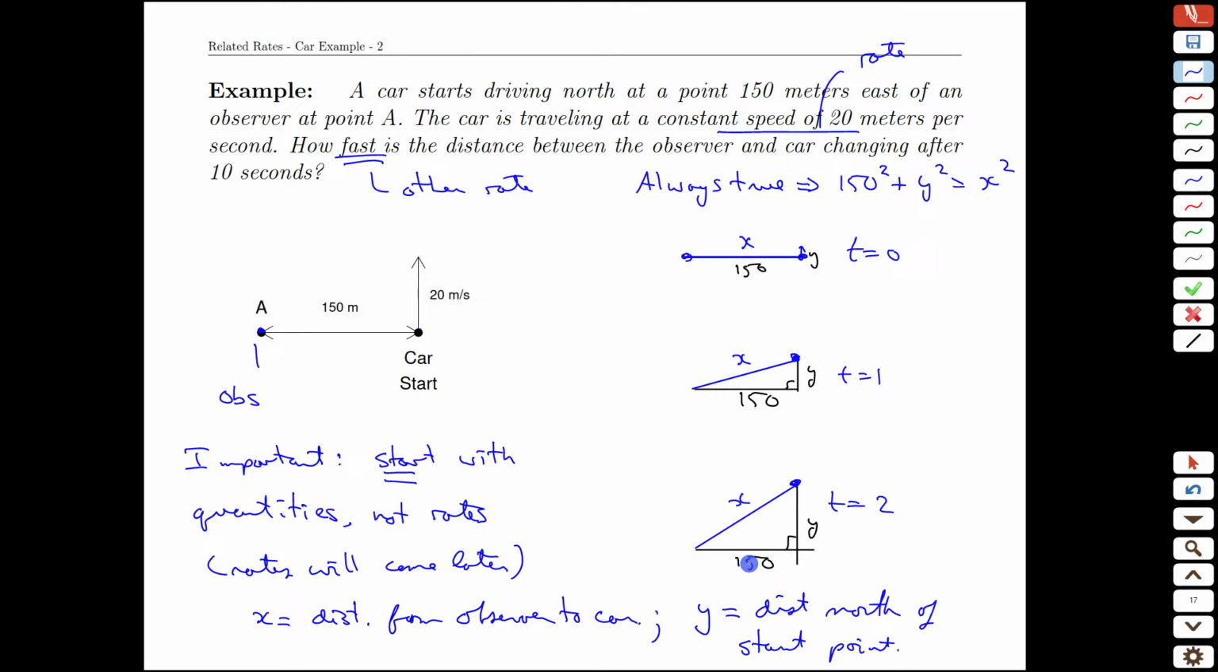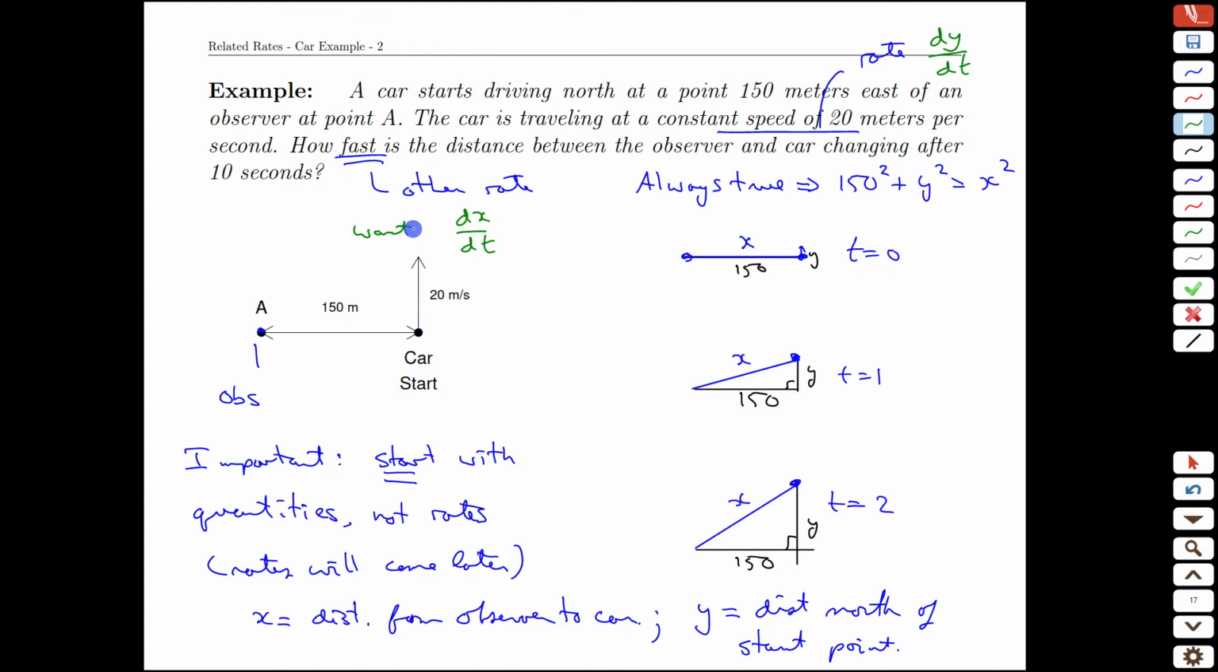How do we get to the rates? Well, let's take a look at how we've defined these two things here. The constant speed of the car is how fast this y length is changing. That rate is how y is changing with time. Meters per second gives us the clue from the units. We also have how fast is the distance to the observer changing. Well, that's the distance to the observer is x, and we're asking how quickly is it changing with time. That is another time derivative.